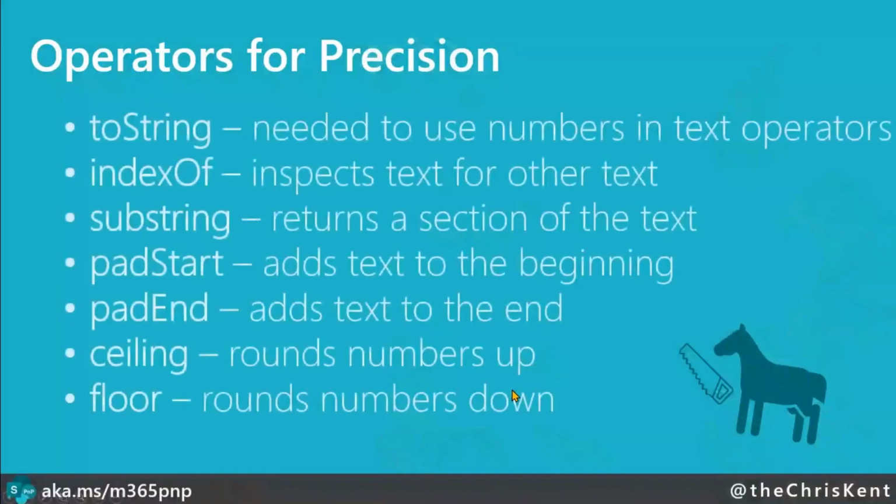And that's that there are a series of operators you can use for precision, right? If you want to just skip all of this kind of string and text manipulation here, you can just round them up or round them down, right? With the ceiling and the floor, and just cut them off and don't care about those anymore.